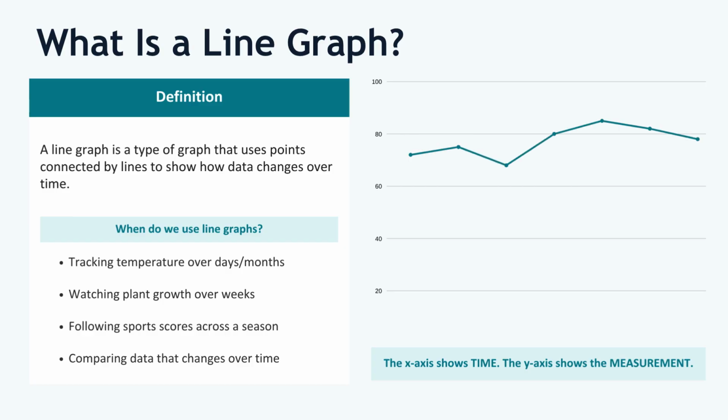So, what exactly is a line graph? A line graph is a type of graph that uses points connected by lines to show how data changes over time. We use line graphs when we want to track how something is changing. For example, we might use a line graph to track temperature over days or months, to watch how a plant grows over several weeks, to follow sports scores across a season, or to compare any data that changes over time. The most important thing to remember is this: the x-axis always shows time, and the y-axis always shows the measurement.